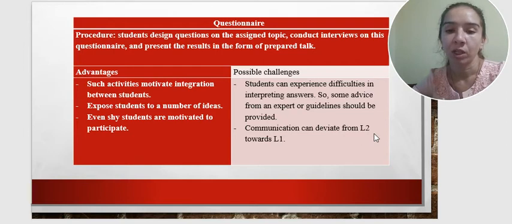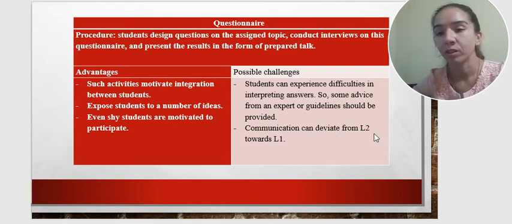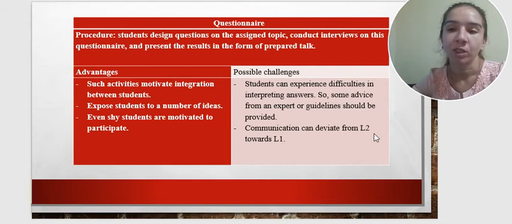When it comes to challenges, students can experience difficulties in interpreting answers, so some advice from an expert or guidelines should be provided. Communication can deviate from L2 towards L1. Students end up discussing those questions in their mother tongue. So teachers should make some preliminary preparation to avoid this.